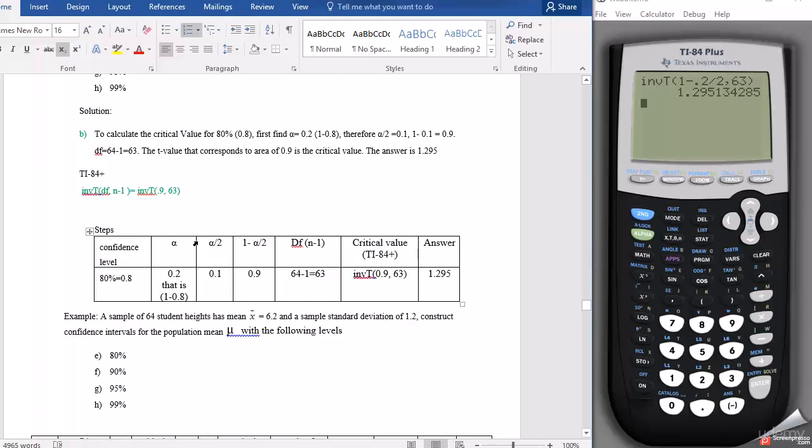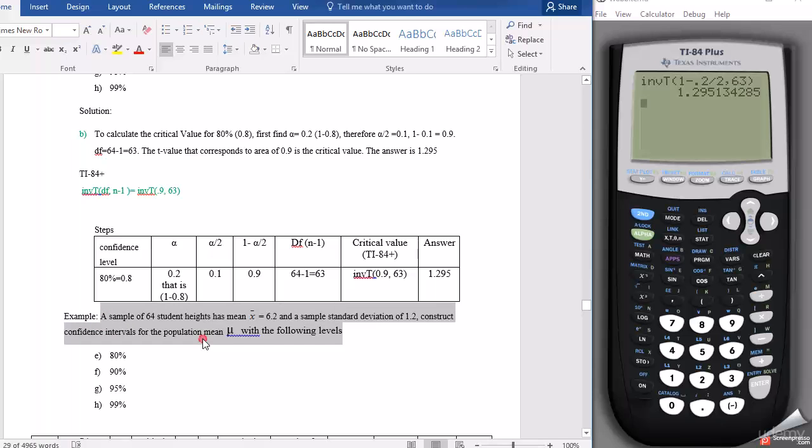All right, now we have found the critical value. The next thing is to find the confidence interval. Okay, so you can look at this table. Alpha is 0.2, alpha over 2 is 0.1, and that's the same thing we just did to find the critical value. So to find the confidence interval, we're going to illustrate using this example.